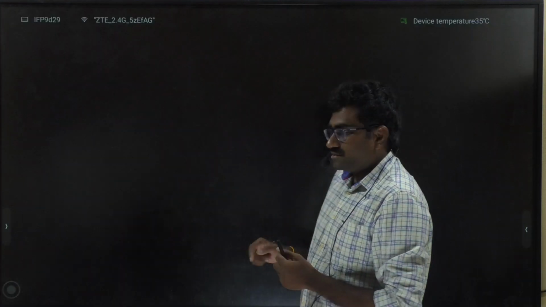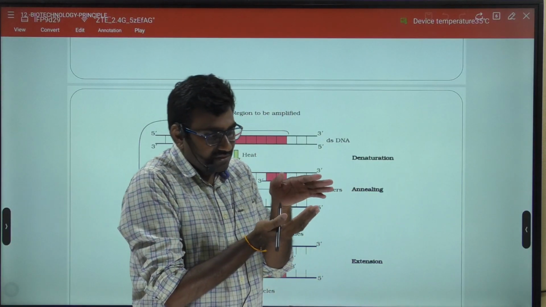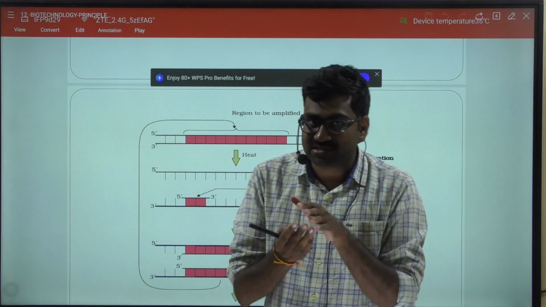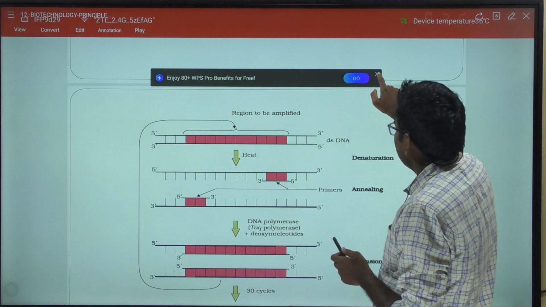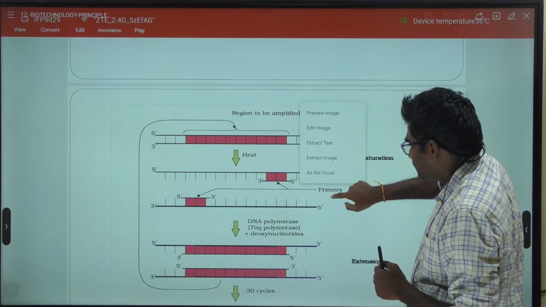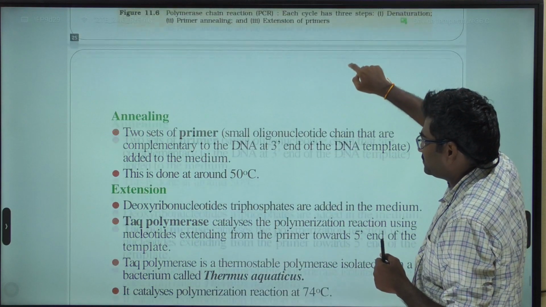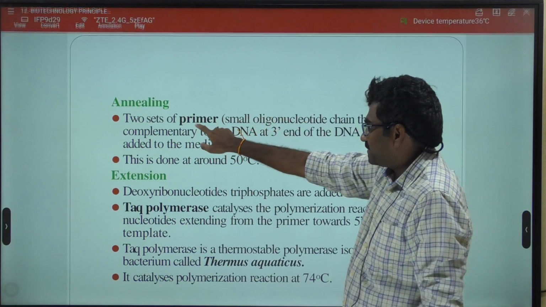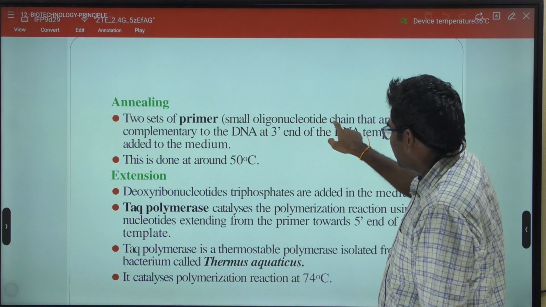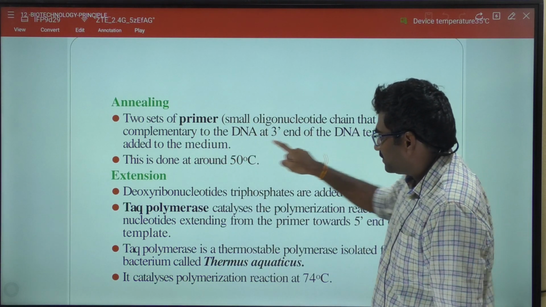Okay, so in DNA replication, RNA primase will add a small stretch of nucleotides called a primer. Here in the PCR machine, oligonucleotides will act as primers. That is the annealing step. So there are two sets of primers, small oligonucleotide chains that are complementary to the DNA at the 3' end of the DNA template added to the medium.